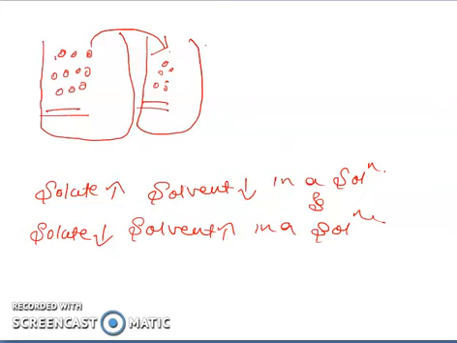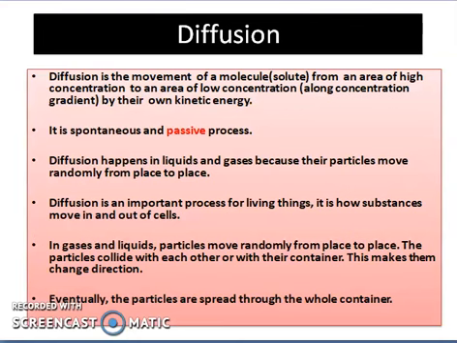Now we will deal with some other points of diffusion. It is a spontaneous and passive process. That means as it goes along the concentration gradient, it does not require energy, so it is a passive process. The process of diffusion normally takes place in liquid and gaseous particles, and it does not take place in solid particles. It always takes place in the living cells.